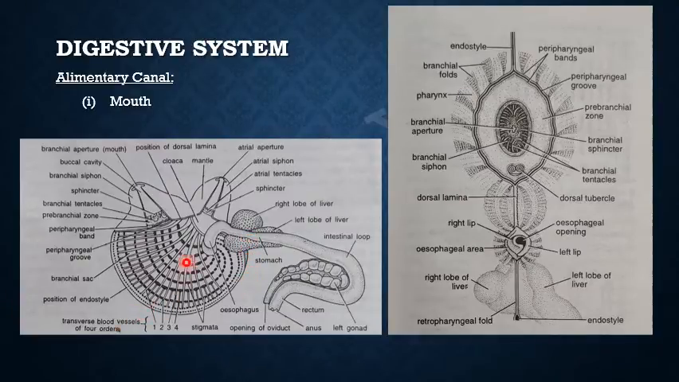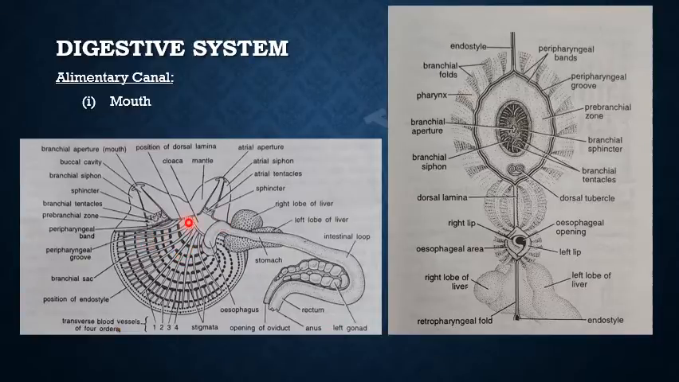Then after the prebranchial zone comes the branchial zone, and then, as I explained to you, in the alimentary canal all the substance which is collected, mainly the food, is transferred to the esophagus, and from the esophagus it goes further into the intestine.